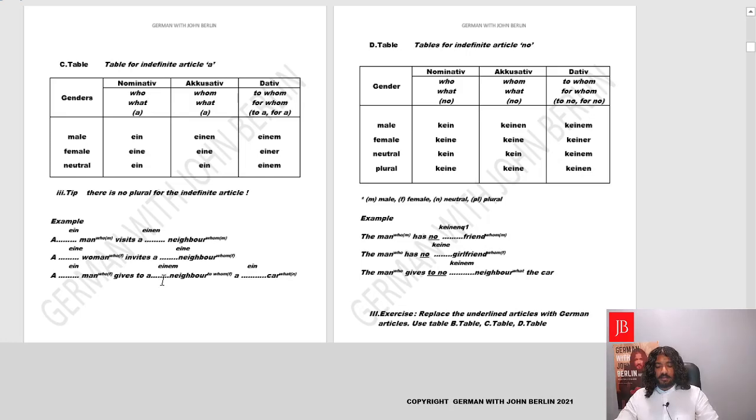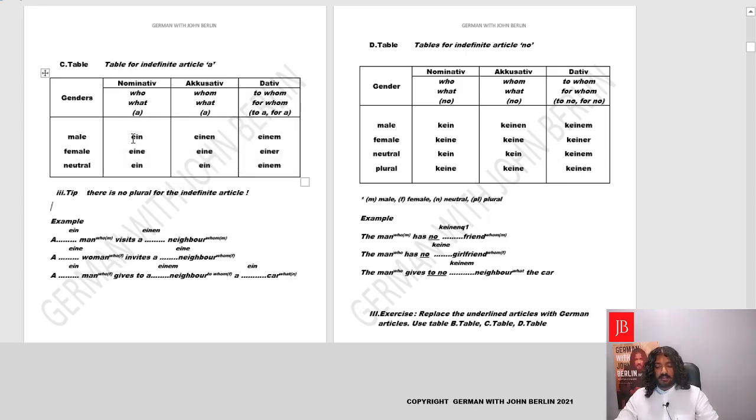Okay, a man gives to a neighbor a car. Yes. Who gives to whom what? Who? It's a man, masculine, ein Mann, gives to whom? A neighbor, to a neighbor, it's again masculine, ein Nachbar, a neighbor. What? A car. Car is Auto, in Deutsch Neutrum, ein Auto. Yes? Perfect. So as you see here, we again use these articles according to the same approach.